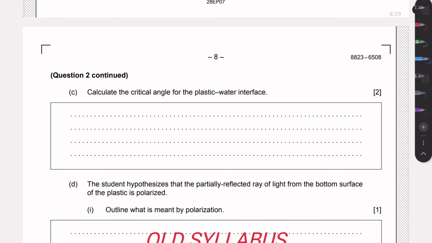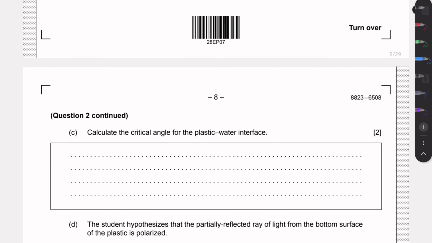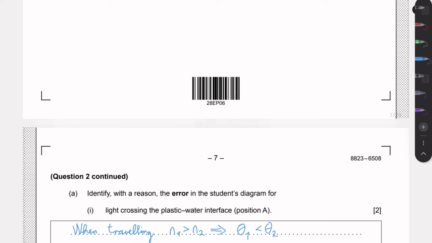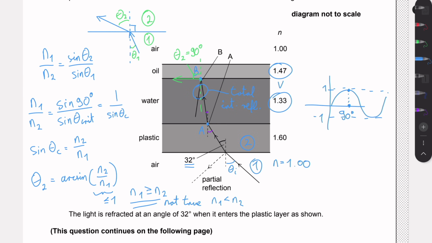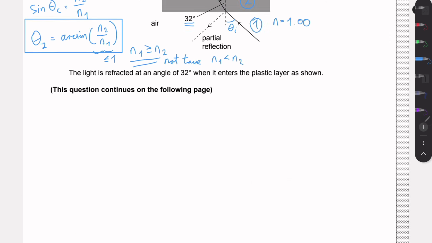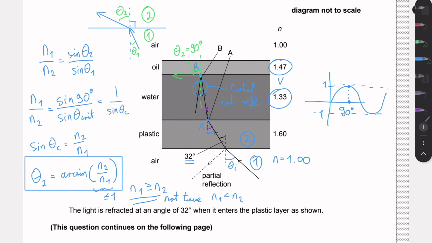And then in part C, we are actually asked to calculate a critical angle for the plastic-water interface. So we see plastic is here, water is here. So we need to calculate this angle over here. We need some critical angle over here. So as we have discussed over here, the critical angle can be simply calculated with this formula here, as we derived it in the previous question. And yes, so this should be critical angle theta c.